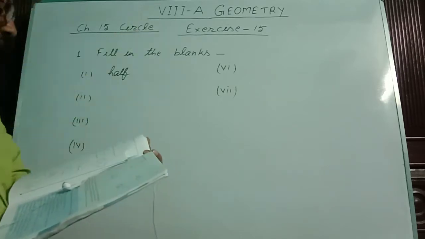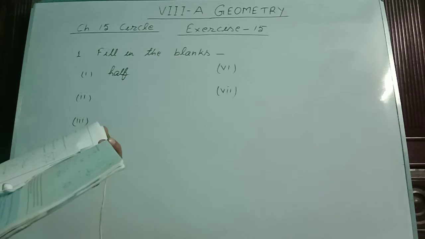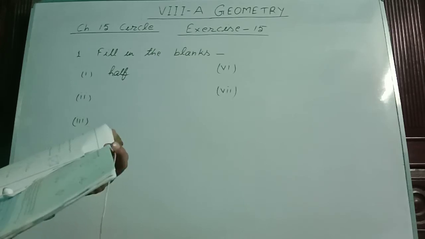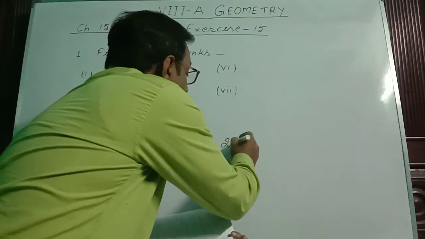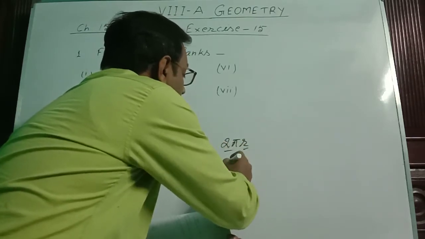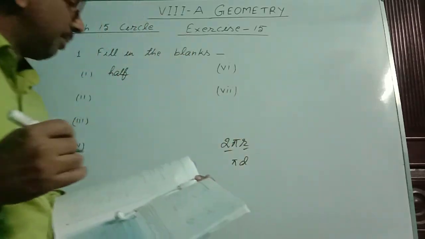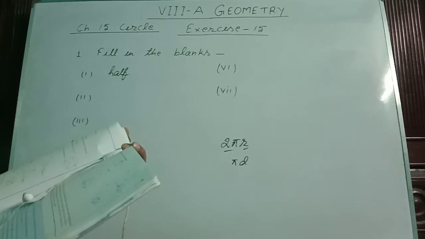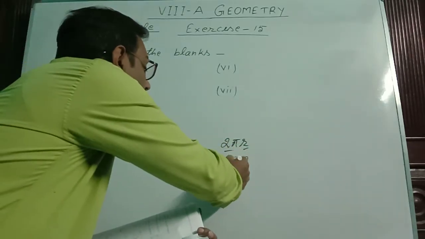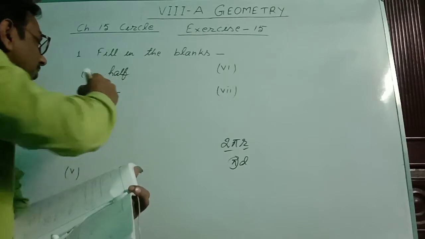of its diameter. Roman number 2, the circumference of a circle is dash times of its diameter. We know the formula of circumference of the circle, that is 2 pi r, and for this 2r we can write d, so it became pi d, diameter. So the circumference of a circle is pi times of diameter.